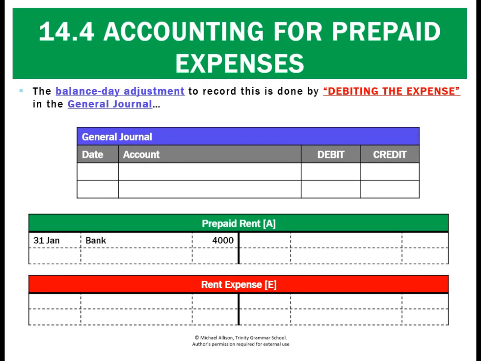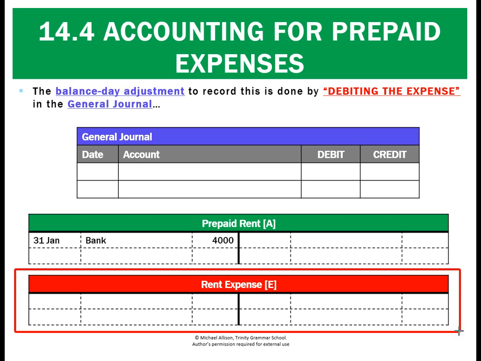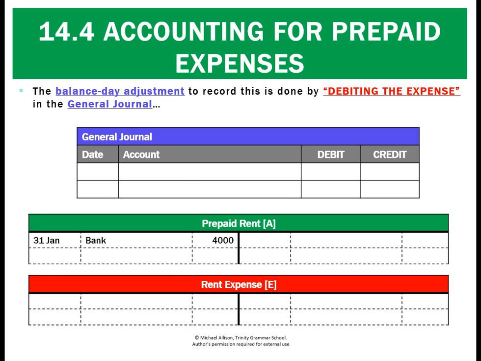Recording that, we need to use the general journal, and the rule that we're going to follow is we always debit the expense. That's our rule for most balance day adjustments: debit the expense. So we're going to need to create a rent expense ledger. We can see that we've got our rent expense ledger here, and we'll do a debit to the rent expense.